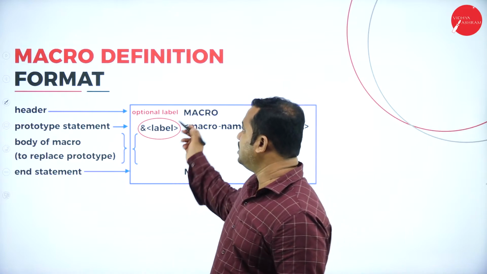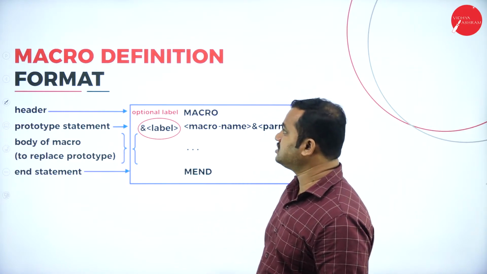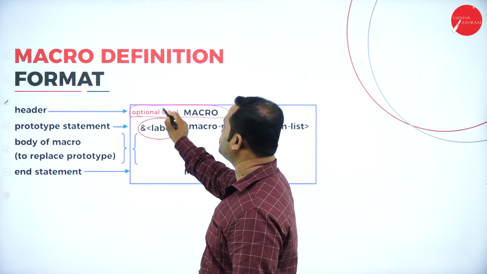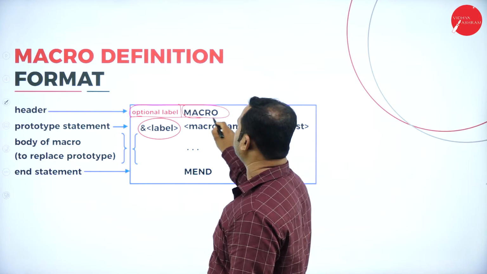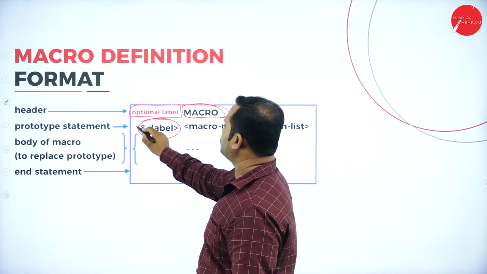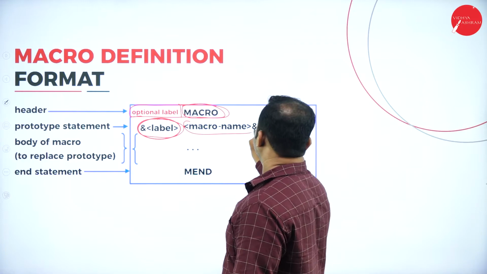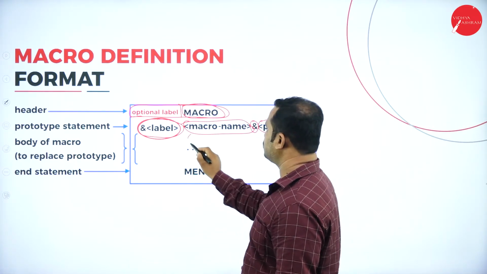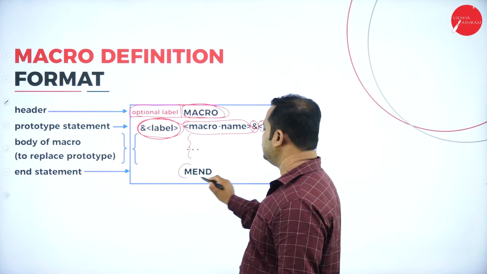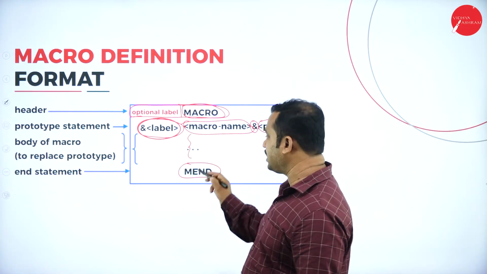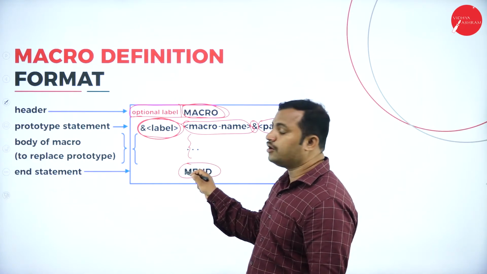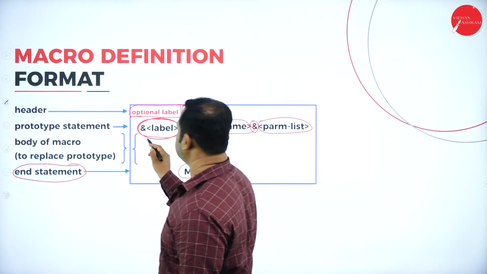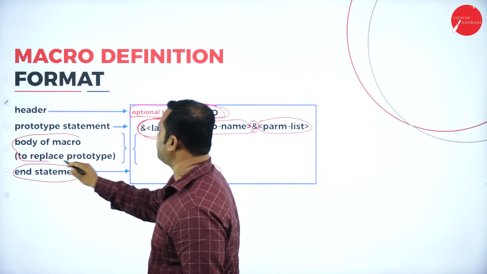So if that is the case, let me take you into the format of the macro definition. Here you will see the header of the macro, where an optional label is there. Then you have the macro keyword, then the macro name followed by the ampersand operator, that is the parameter list. A set of statements follows immediately after that. Then you have an end, which is an indicator for the end of the macro definition. This is the body of the macro.